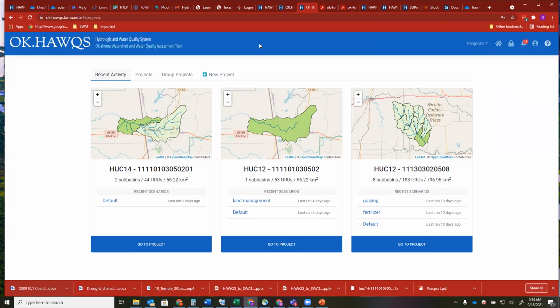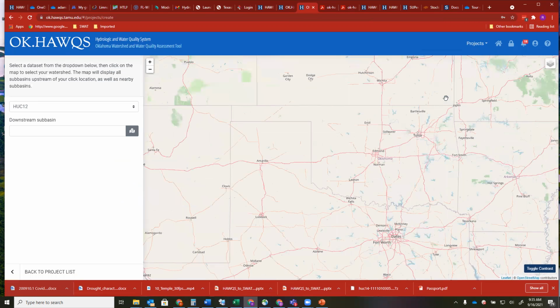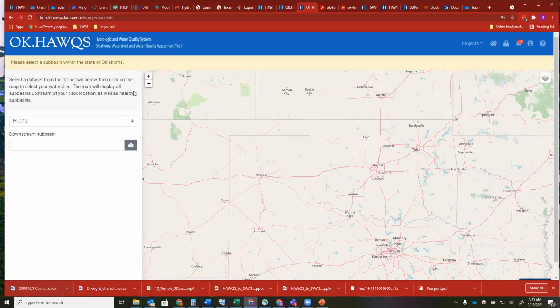Okay, so I went back to the Oklahoma HAWQS website. What I'm going to do now is show you quickly how to build a model. So I may use this watershed. I'm going to copy this in my buffer. Let me say create a new project. That'll show the Oklahoma boundary here, even though we show the other nearby states also. If you try to click any location other than inside Oklahoma, you will get a warning message telling you, please select a watershed within Oklahoma.